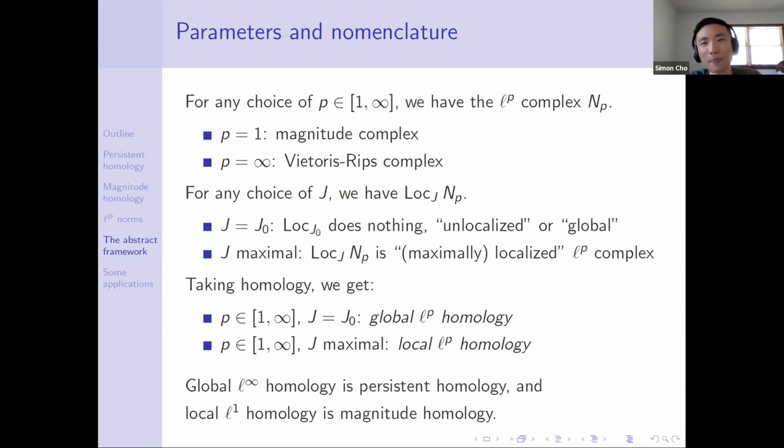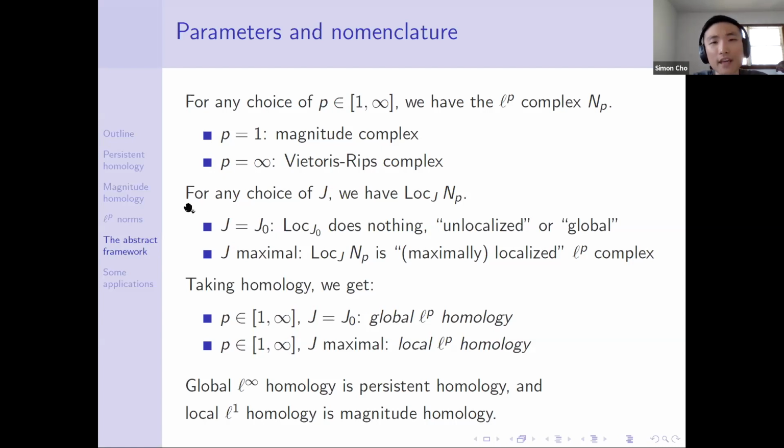I wanted to have a slide on nomenclature, but this is probably more for myself than it is for you, because I'm really a stickler for having nomenclature that makes sense. So we have the LP complex, NP, and so when P equals, this is the story that you already know.